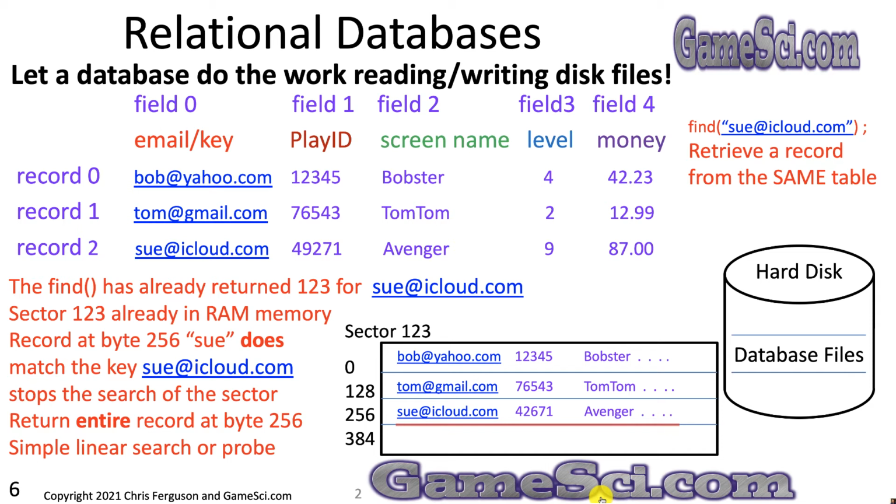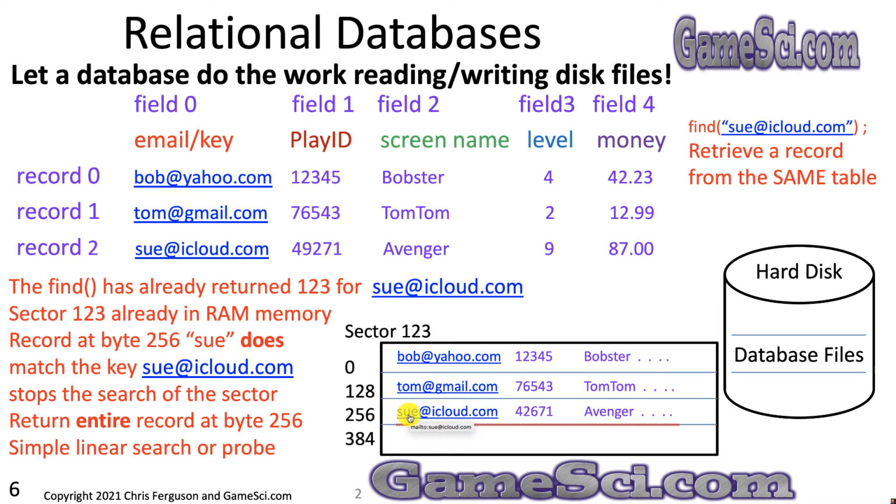We're still doing the same operation. We're still looking for Sue in our disk sector. We know it's in sector 123. We're searching for Sue. As we go through our data, sector 123 is already in RAM memory, and then when we get to byte 256, we do find a match for Sue.